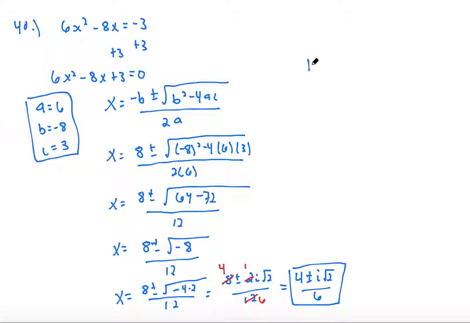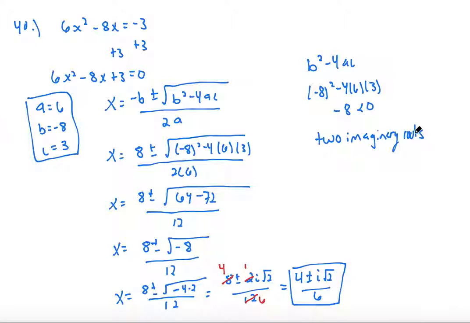And then again, analyzing the nature and number of roots. So b squared minus 4ac, just the discriminant part. So substituting that in, we have negative 8 squared minus 4 times 6 times 3. And we get negative 8. Since negative 8 is less than 0, we know we're going to have 2 imaginary roots. And that is that section.